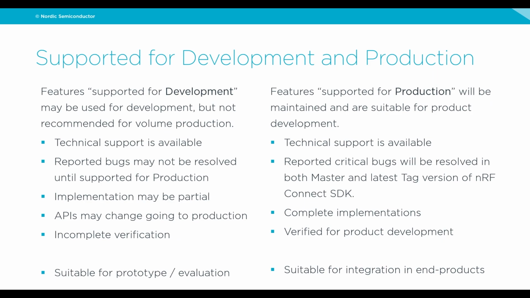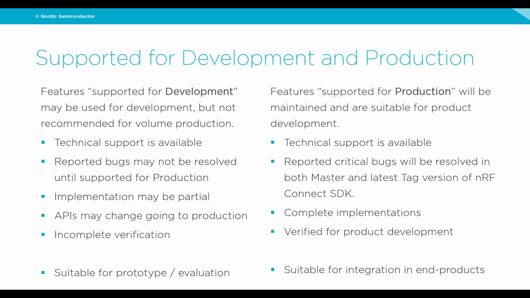So just a quick intro on what is supported for development and what is supported for production, and what that means. Features that are supported for development can be used for development, but are not recommended for volume production. Tech support is available. Reported bugs may not be resolved until it is supported for production. Implementations could be partial, APIs may change before going to production, and verification is incomplete. So this is very good for prototyping and evaluation.